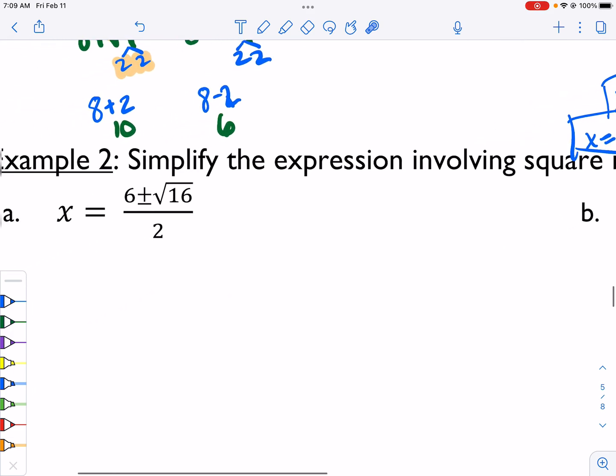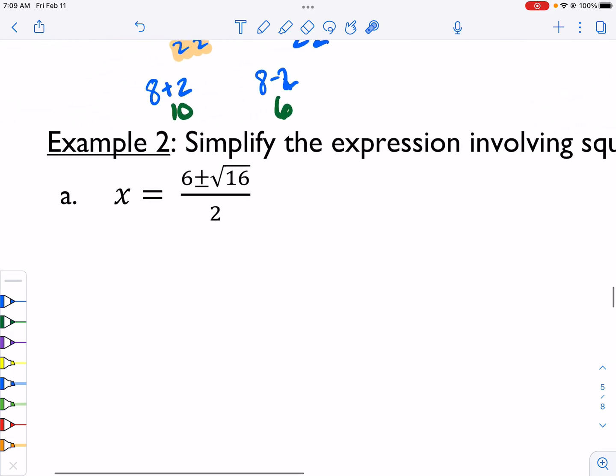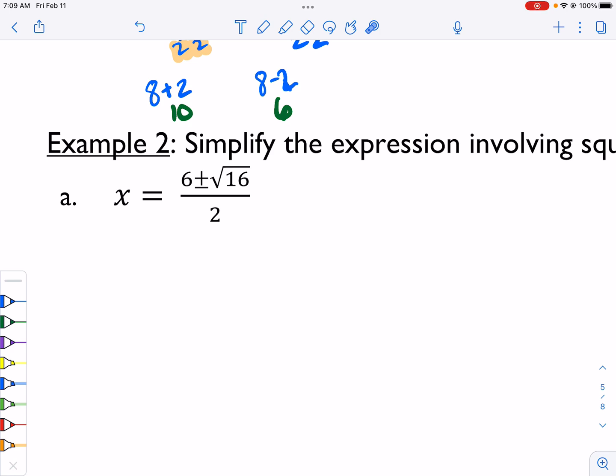Now let's get slightly more complicated, where we have the root and a number, but we also have it divided by something. So here I'm going to focus on the top first. So I'm going to think, okay, well, 16 is really 4 and 4. So again, we're with square roots, so I have a pair of 4s that can come out. So the 6 and the plus or minus stay. The pair of 4s comes out of the root. I have nothing left underneath the root, so I don't need to write it anymore, and then over 2.